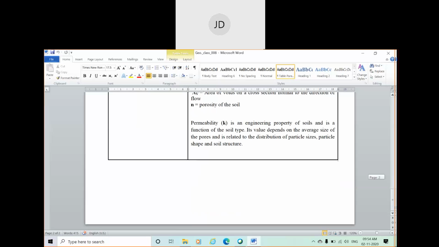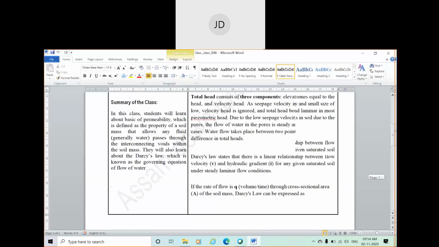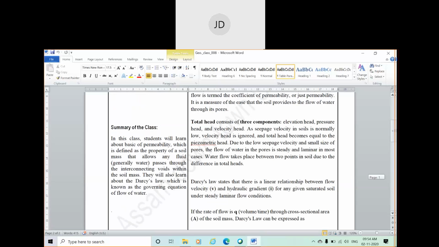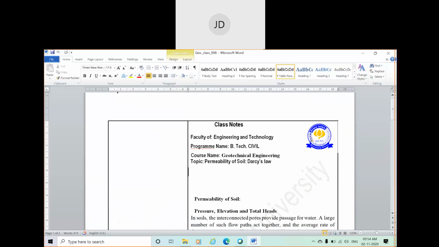So this is all about today's class. Next class we'll discuss some laboratory tests for determination of permeability of soil. Is there any doubt till now regarding Darcy's law of flow of water? If you don't have any doubt, then I'll just close my slide.